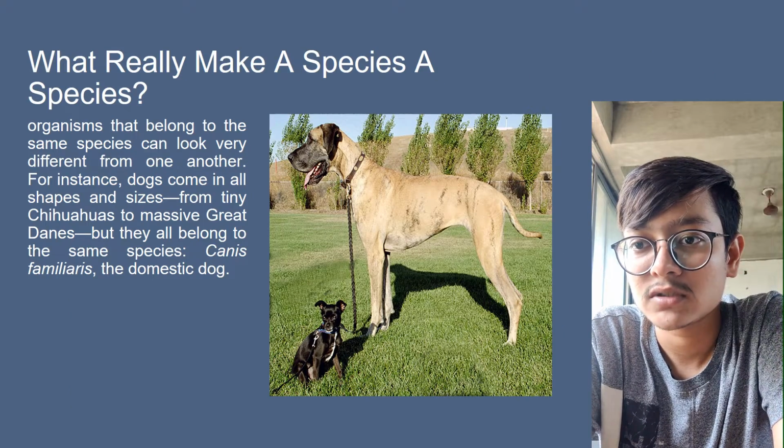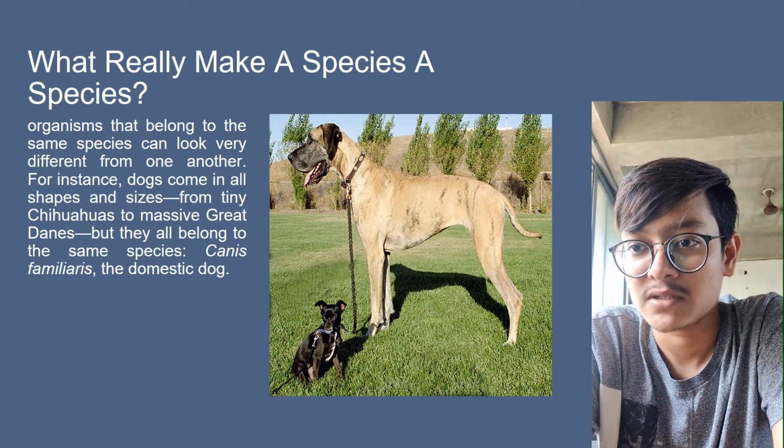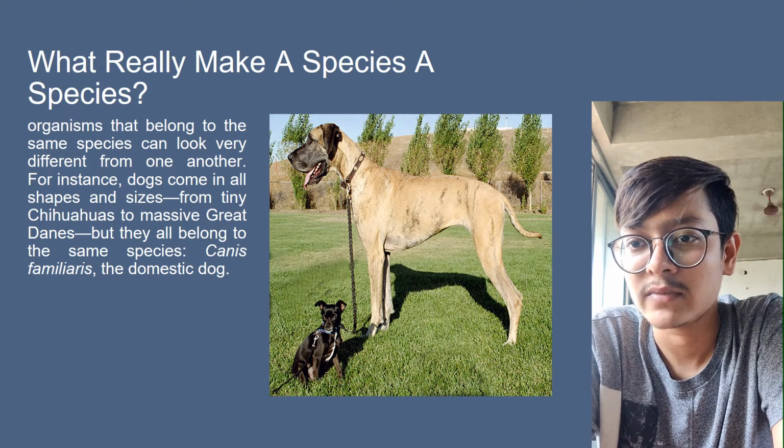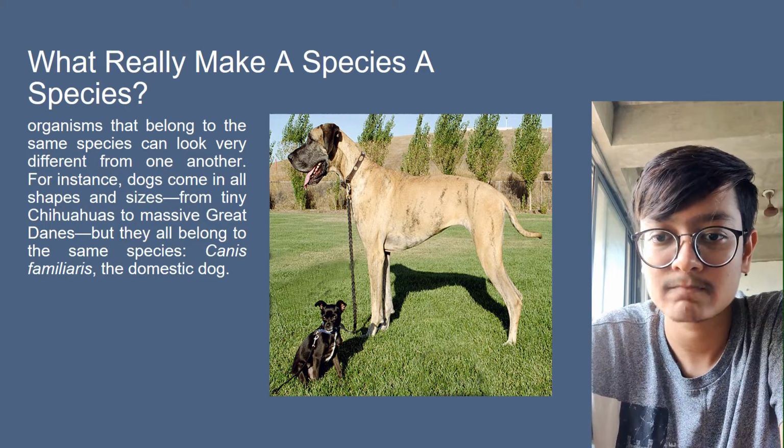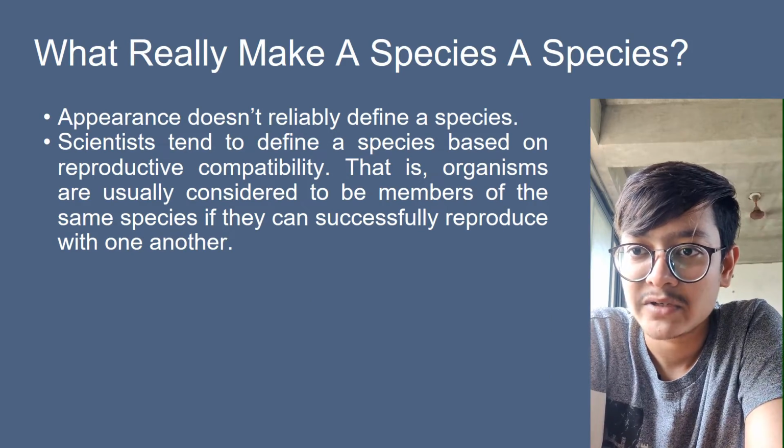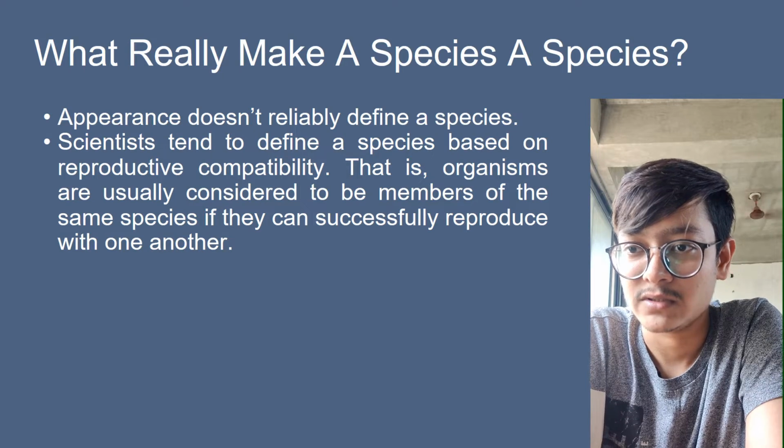Organisms that belong to the same species can look very different from one another. For instance, dogs come in all shapes and sizes, from tiny chihuahuas to massive Great Danes, but they belong to the same species, Canis familiaris, the domestic dog. So we can say that appearance doesn't really define a species.